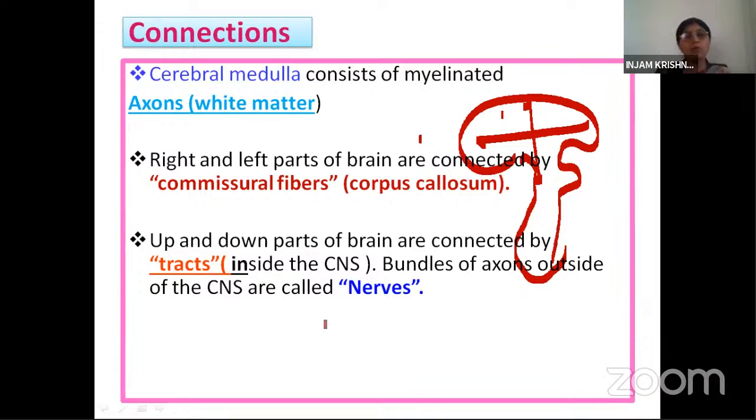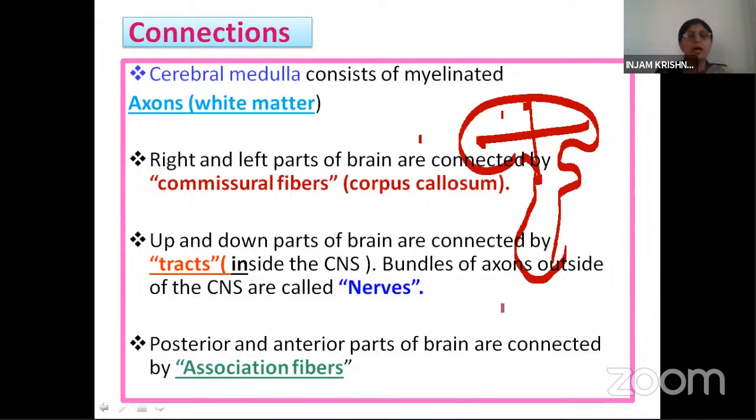Bundles of axons outside of the CNS are called nerves. Did you find the difference? If both are bundles of axons, if they are located in the CNS, we call them tracts. If they are located outside of the CNS, we call them nerves.